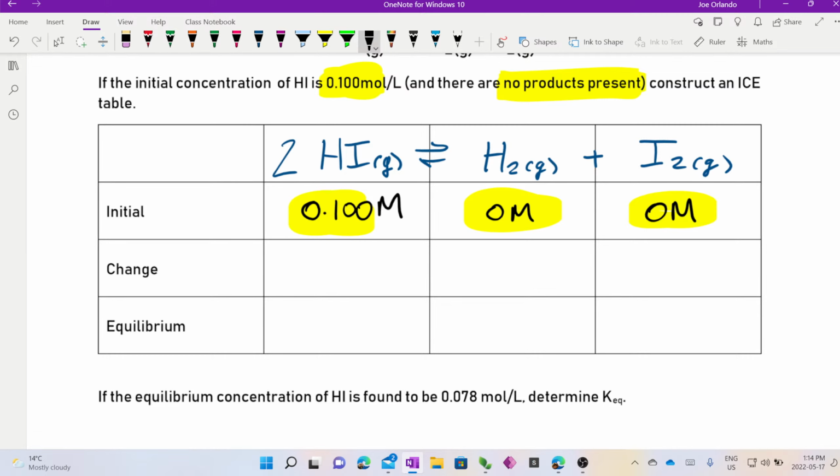What other information does the question give me? Eventually, I want to know Keq, but all I know is I started off with this, and then what else do I know? Equilibrium is 0.078 moles per liter. Of what? HI. So I can take that information and I can put it here.